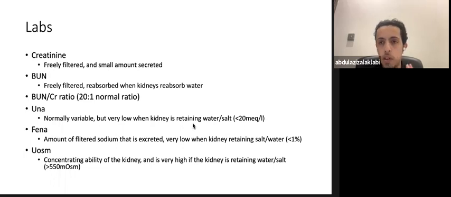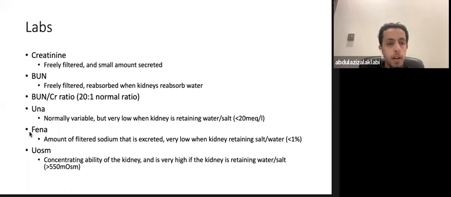So why is that? Physiologically, if you're retaining salt and water, you're removing it from the urine. Therefore, it's going to be low in the urine. And the value of a low urinary sodium is less than 20 milliequivalents per liter.